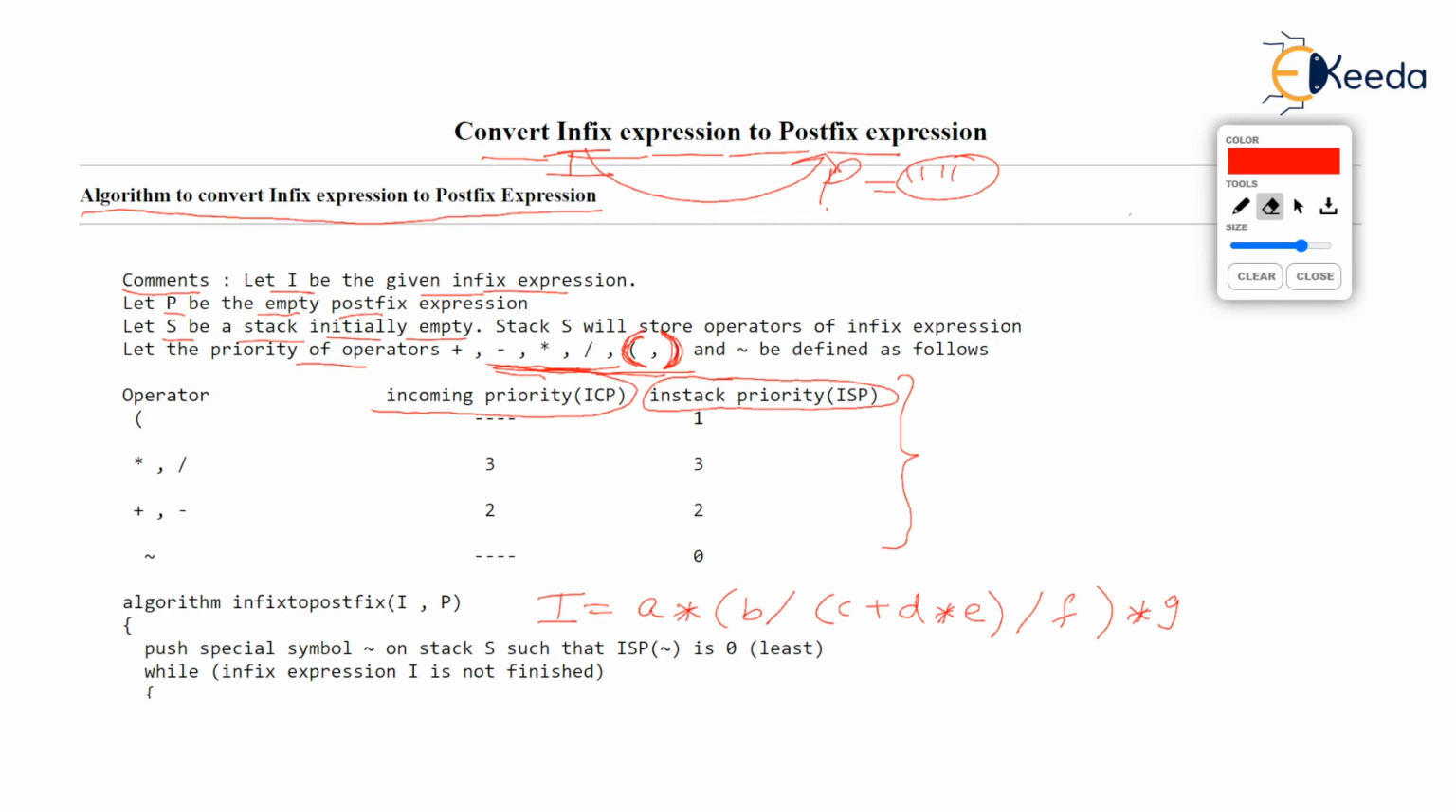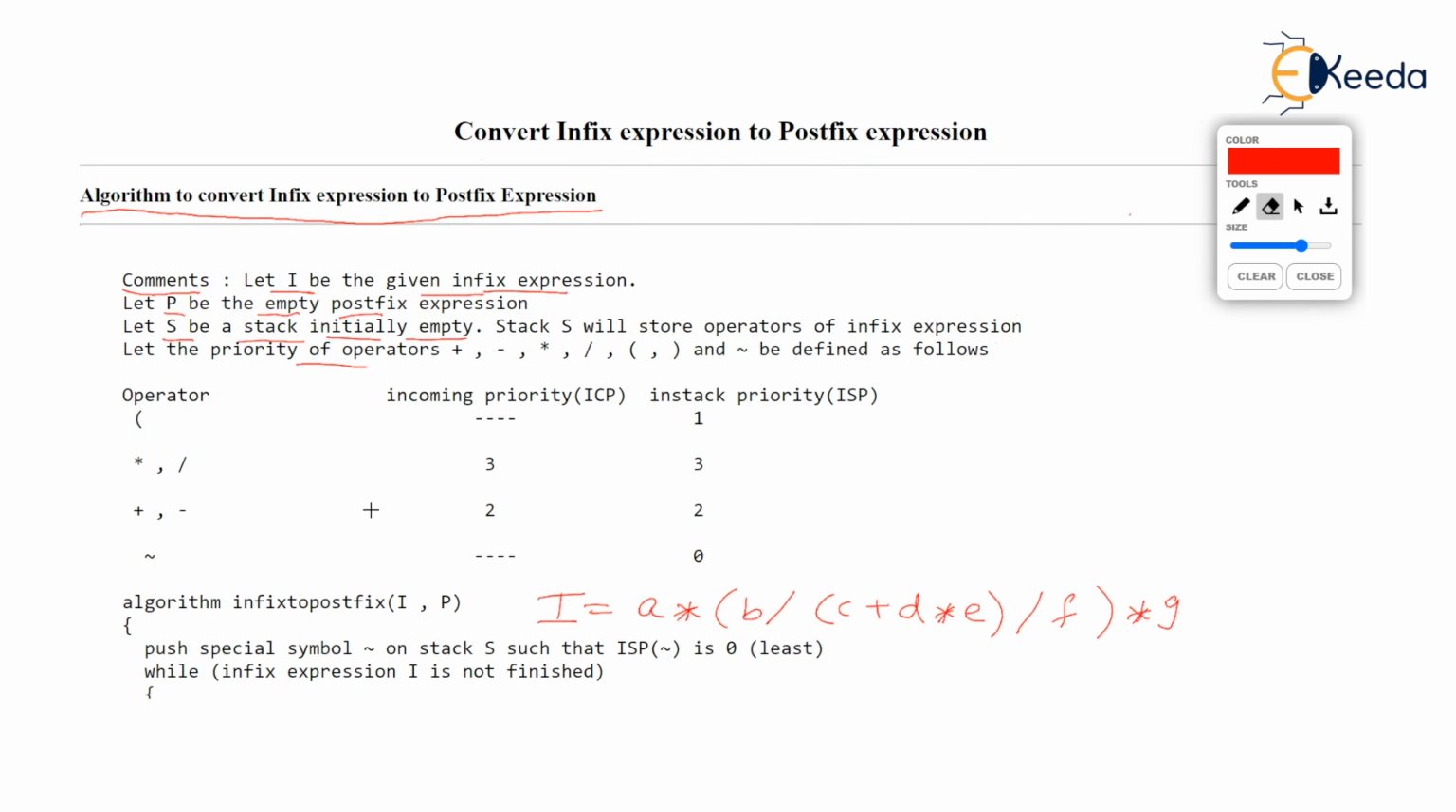This is all given. What? I is the infix which we want to convert into postfix. P is the empty postfix. P is an empty string, and S is a stack which is initially empty. Let's take an example. While running the algorithm, let's take an example.